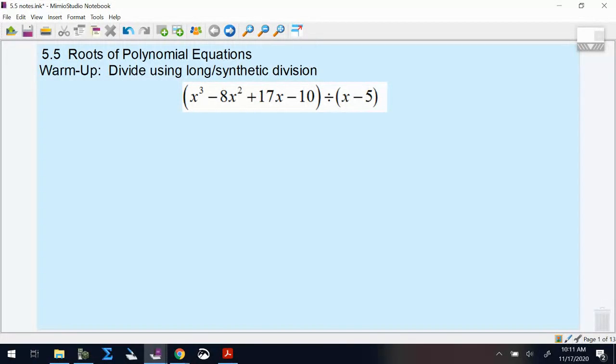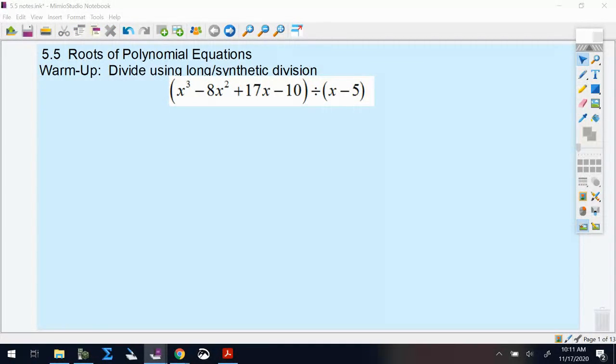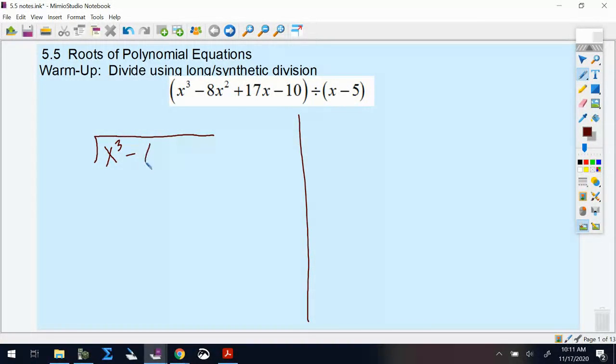So this one is asking you to do a long division and a synthetic division. So I'm going to kind of split screen here, and I'm going to put the long division on the left, and I'm going to put the synthetic division on the right. So with the long division, you do want to check for placeholders. You want to do that for both. We have nothing missing here, so we're going to go x to the third minus 8x squared plus 17x minus 10 and divide by x minus 5.